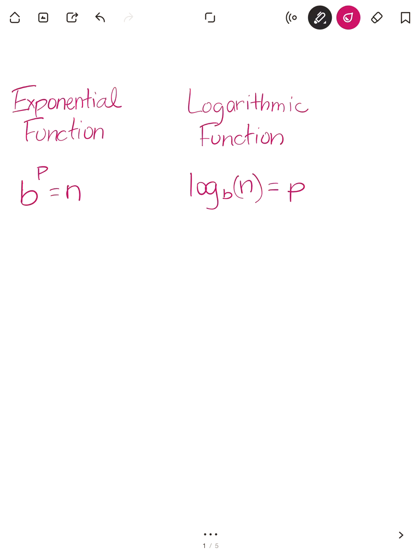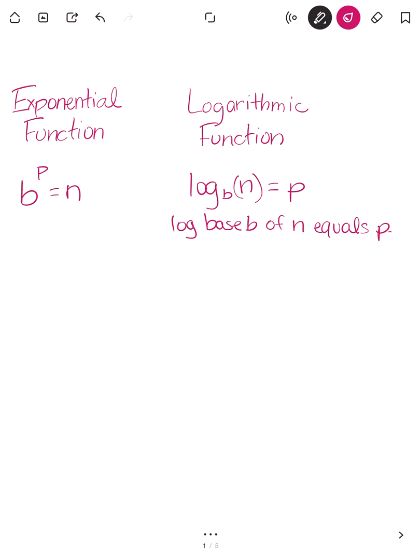What I need you to understand is that the b from the base and the n are not being multiplied. There is no operation between the two forms. So how to read this properly, you say log base b of n equals p. Now there are some special cases.